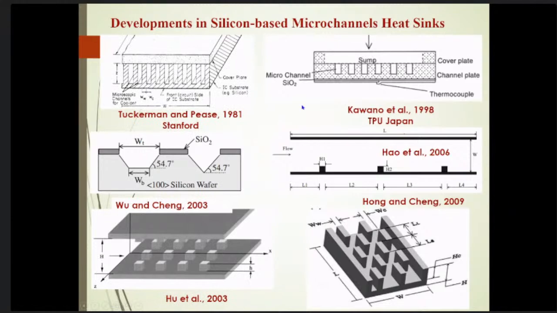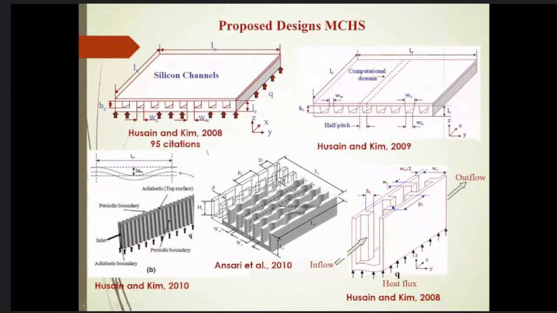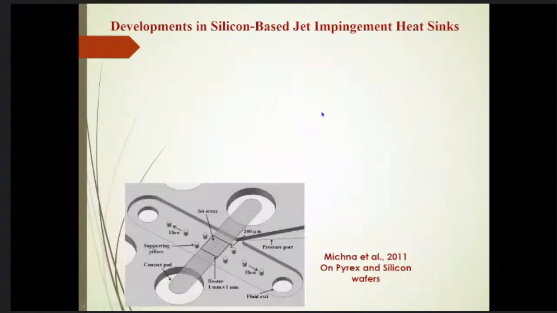So from the parallel they started, and then they moved to different shapes and then the different passive structures in the micro channel. These are a few examples that we have: the channels with the wavy walls, and then the channels with the rectangular ribs, and then we have the trapezoidal channels, and so on.